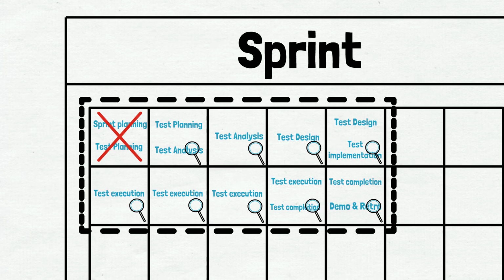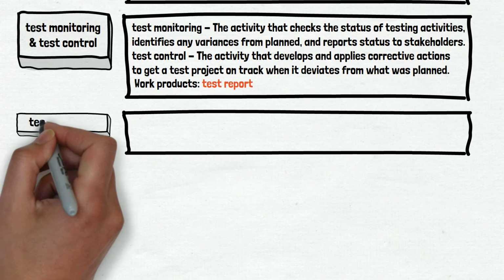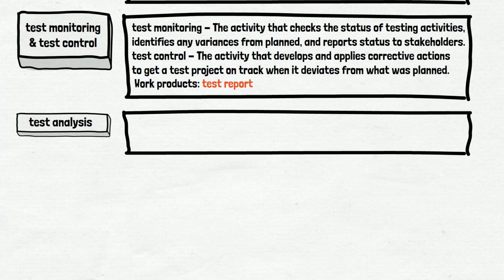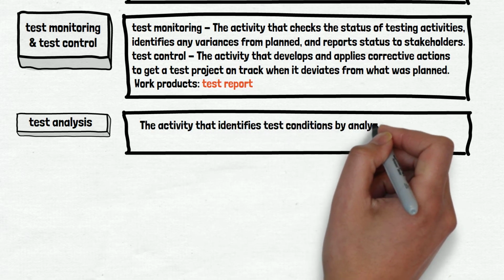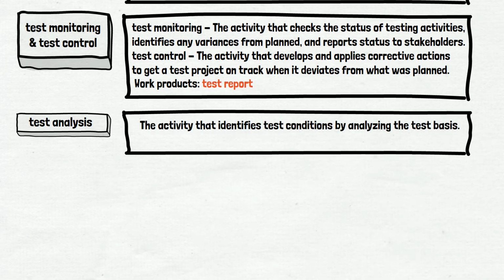Selecting the test metrics happens in the scope of the test plan. It means that we selected them on the same day we wrote the test plan. We still have half of the day to start the test analysis activity. Let's check its definition. Test analysis, the activity that identifies test conditions by analyzing the test bases. And this one needs an explanation.